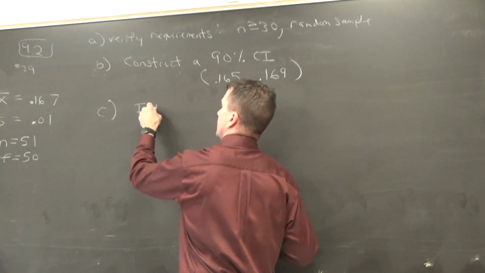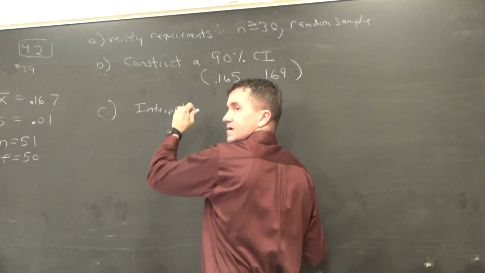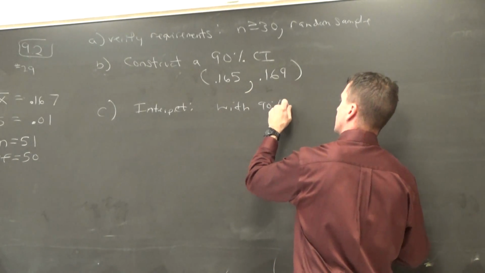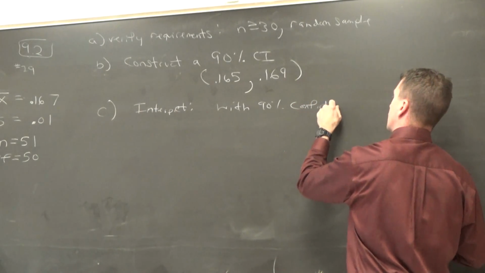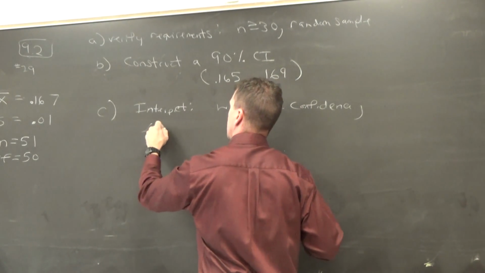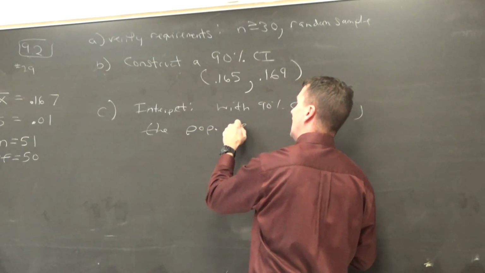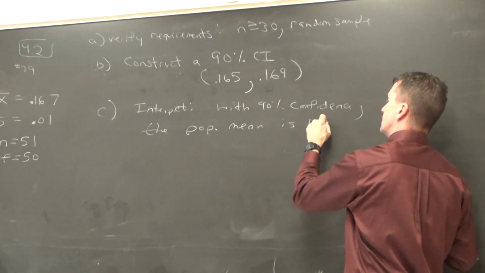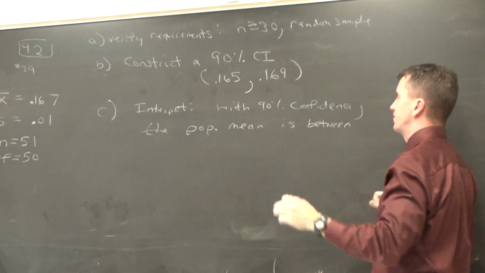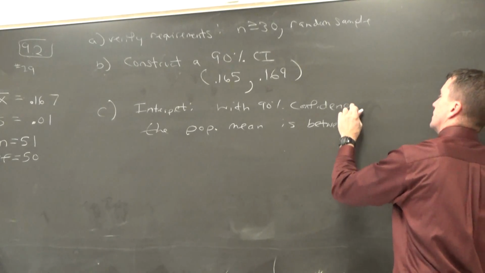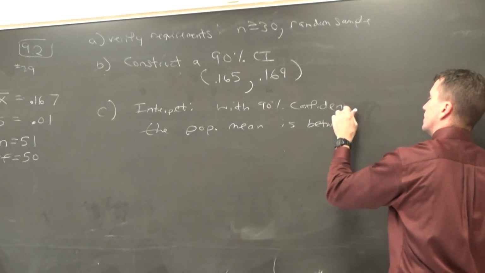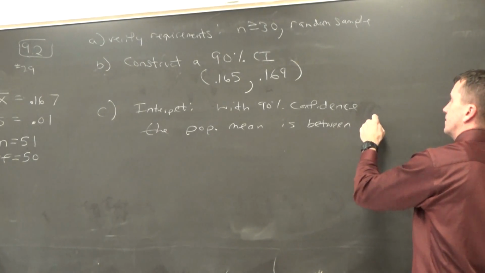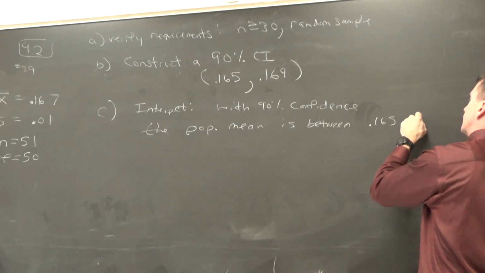Anybody want to interpret that? With 90% confidence, the population mean. I love it. Not the sample mean, we know about the sample mean. The population mean is between 0.164 and 0.169. When you come up with the fatal accidents where alcohol is involved, we don't need to write all that stuff.